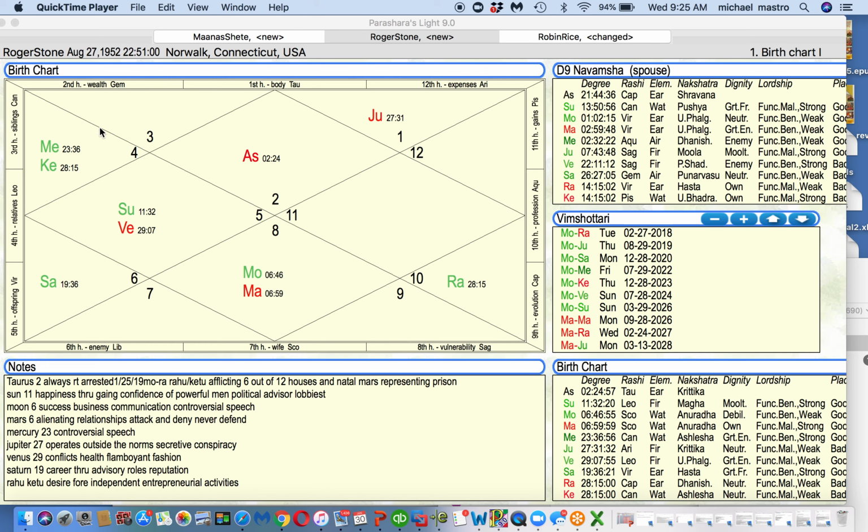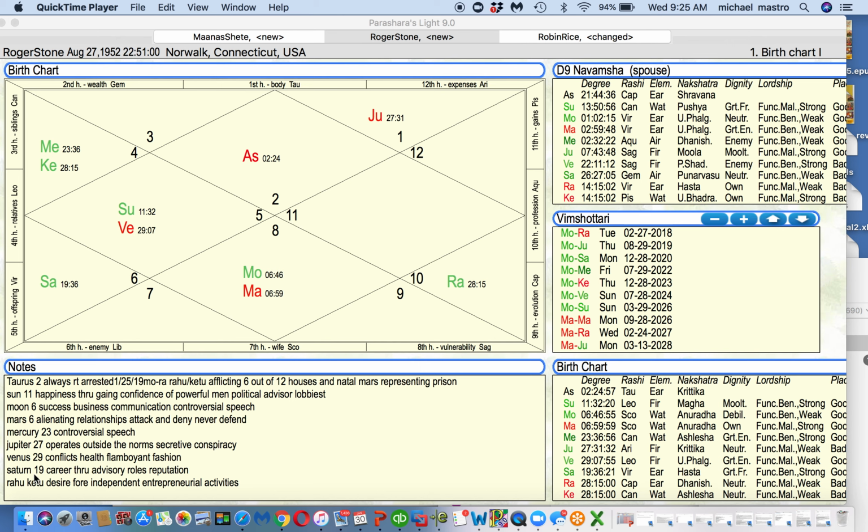And it's placed in this house of happiness, so it brings some conflicts to family and relationships, and also can have some health issues.